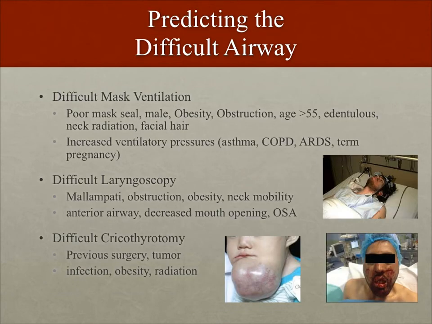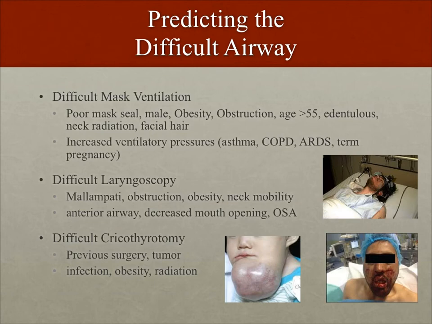Before we can make an airway management plan, we must think about the ease with which we'll be able to ventilate, intubate, or perform a cricothyrotomy. Difficult mask ventilation is seen with poor mask seal, male gender, obesity, obstruction, age over 55, edentulous patients, a history of neck radiation, and the presence of facial hair.